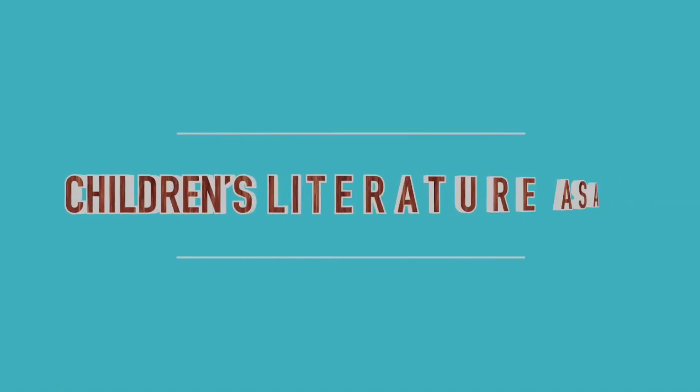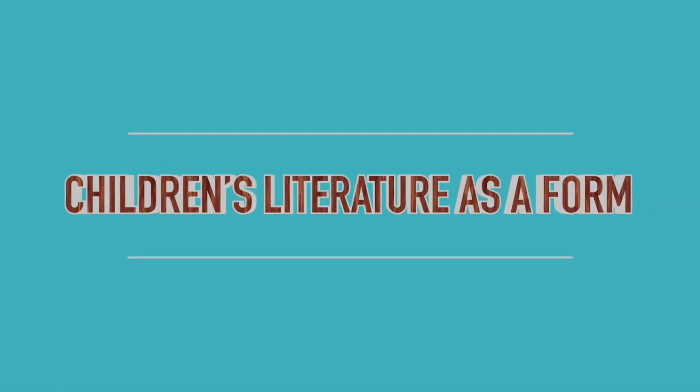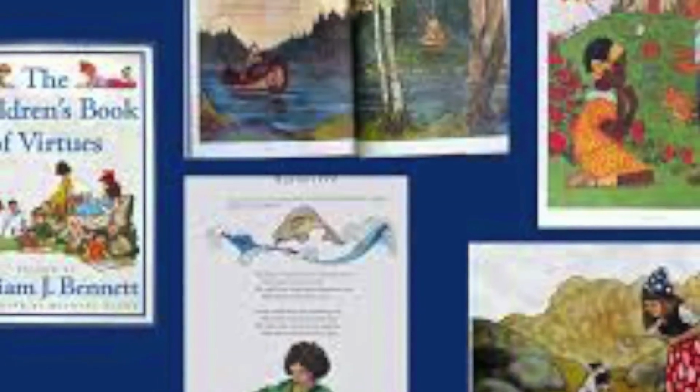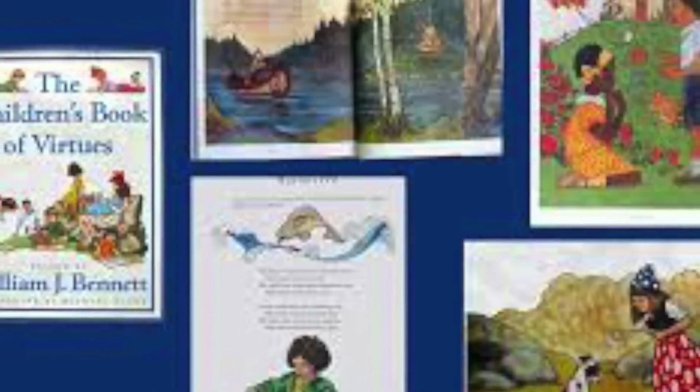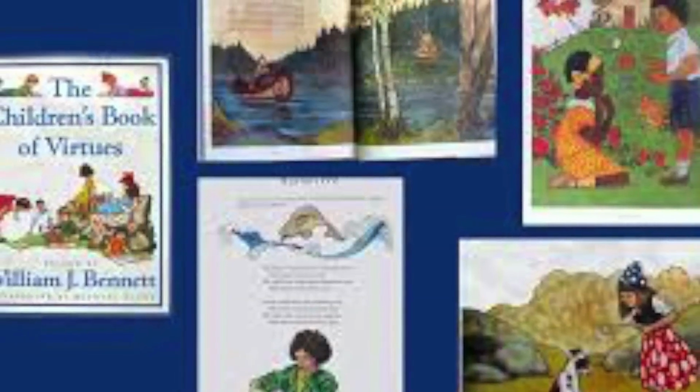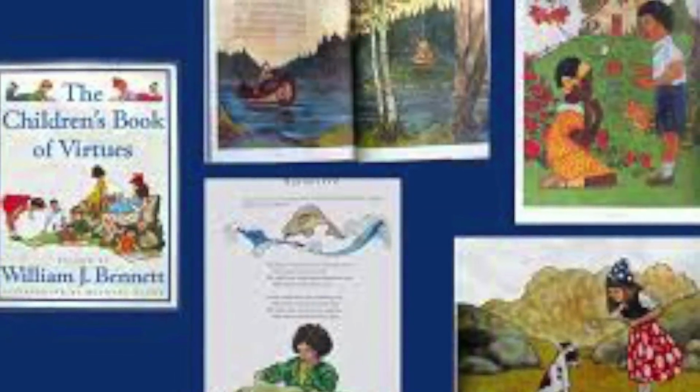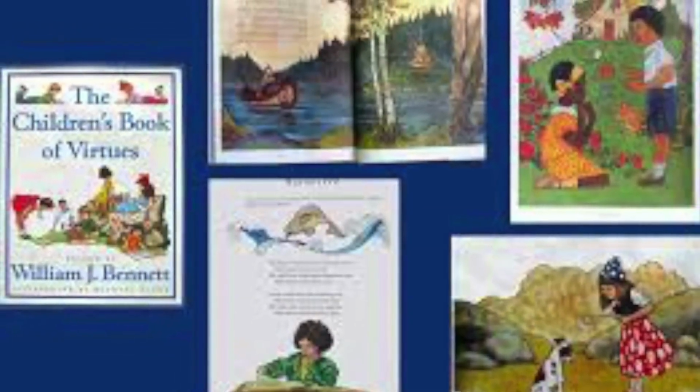Analyzing children's literature as a form. Children's literature is a unique and diverse literary genre that caters specifically to young readers, distinguishing itself from adult literature through its themes, language, and narrative techniques.